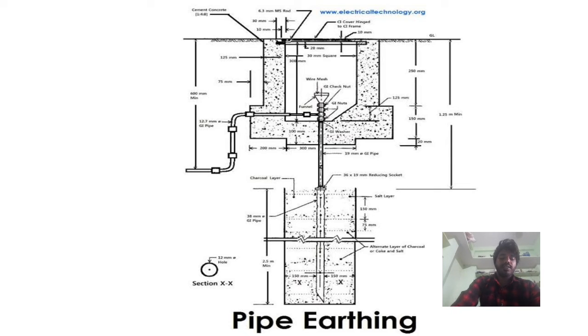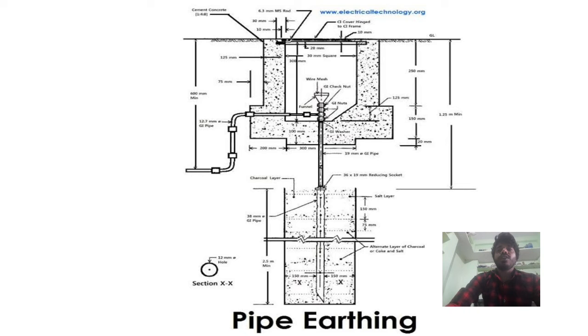We will see first, in pipe earthing, a GI pipe of 38 mm diameter and two meters long is buried in a pit of 2.5 m depth and 30 centimeters diameter. The pit is filled with alternate layers of coal, salt and sand.